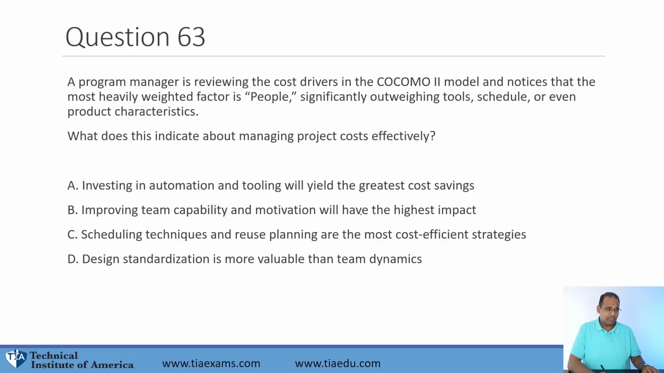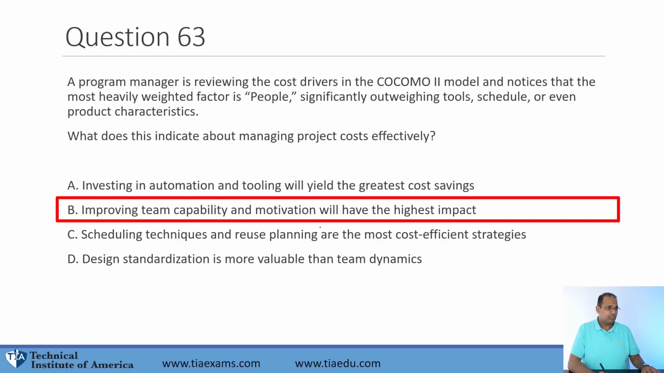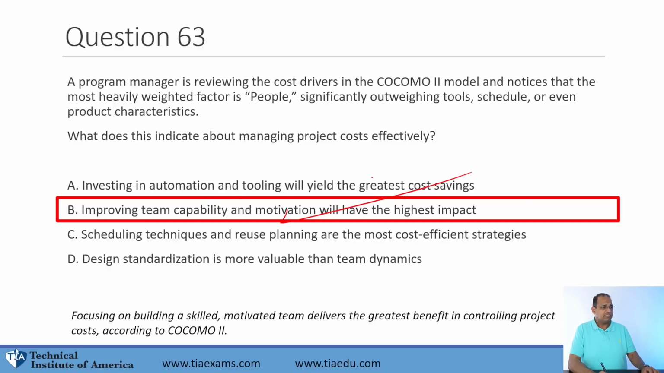Best answer here, guys, if you said B, you're correct. Here's what this is. The constructive cost model shows you that the people influence on the project drives up a lot of the cost. So if you have bad people, people not trained, people not getting along, a dysfunctional team, this can cost the project an enormous amount of money. That'll have the highest impact, more than things like tools and automation, scheduling, and design standards. So B is the best answer.